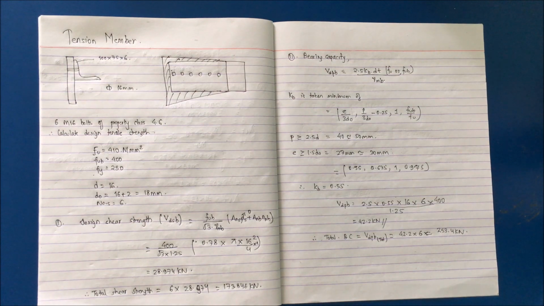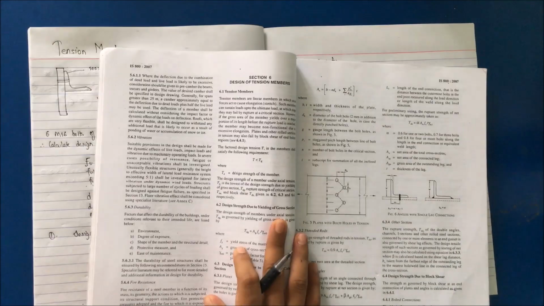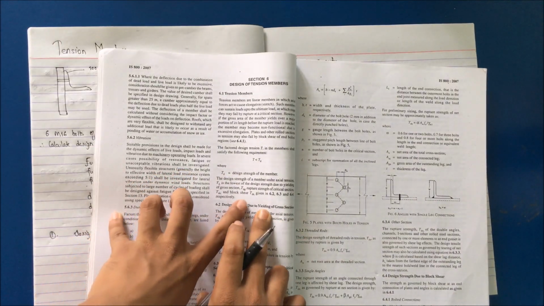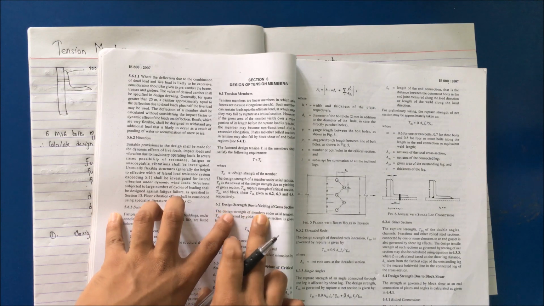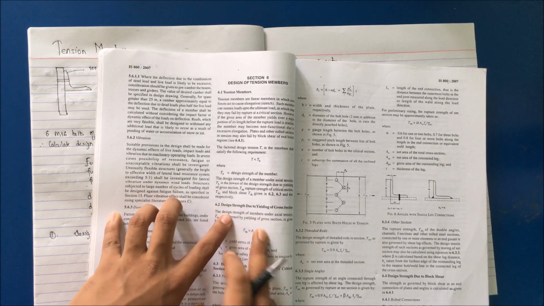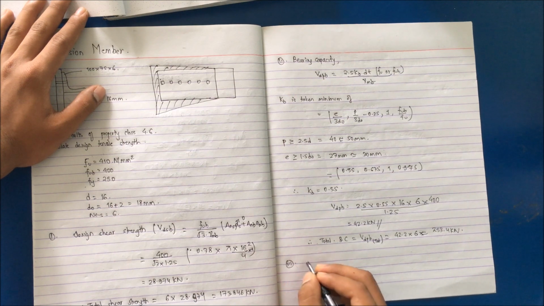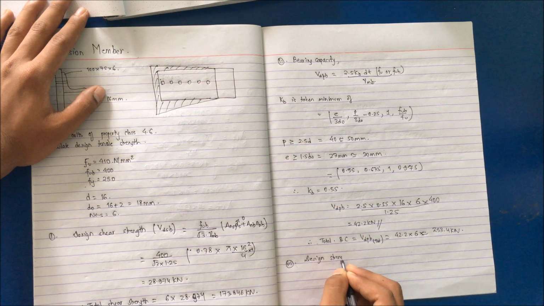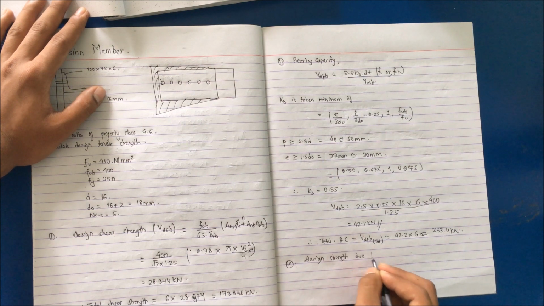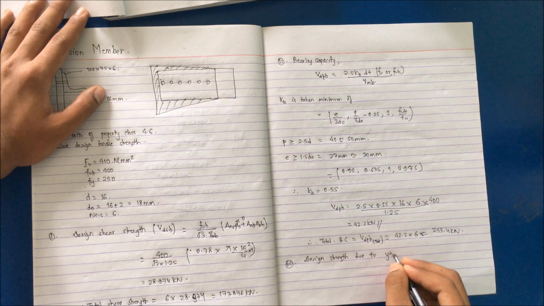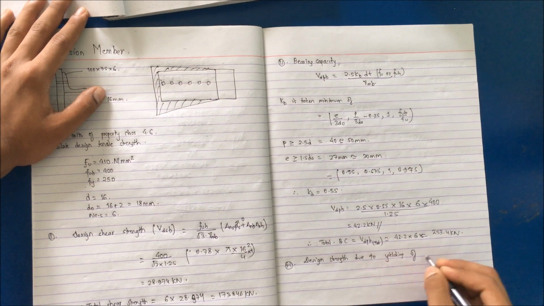Okay, now we will follow the codal provision. We will calculate yielding strength due to the yielding. Okay, so third is design strength due to yielding of cross section.